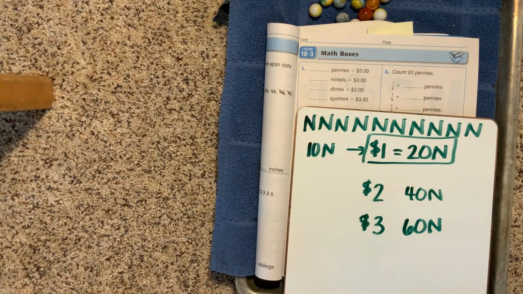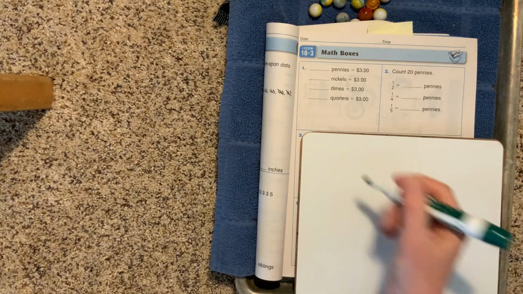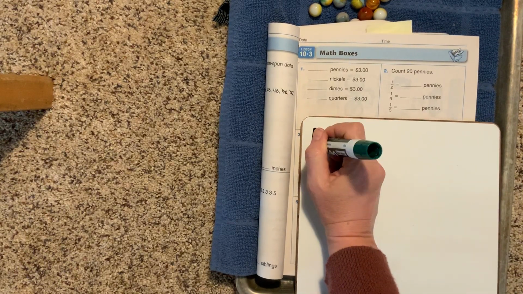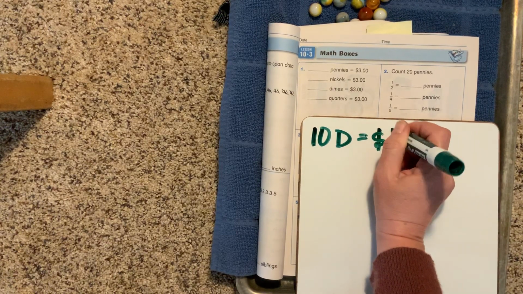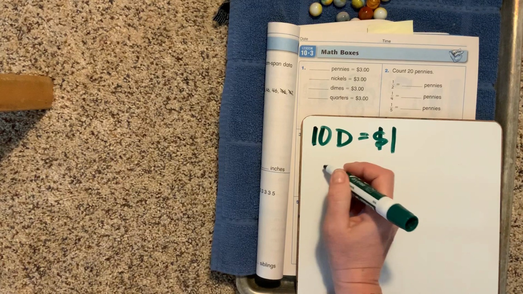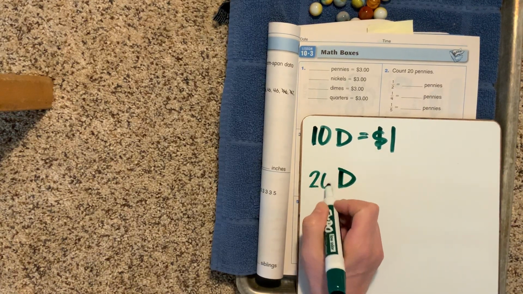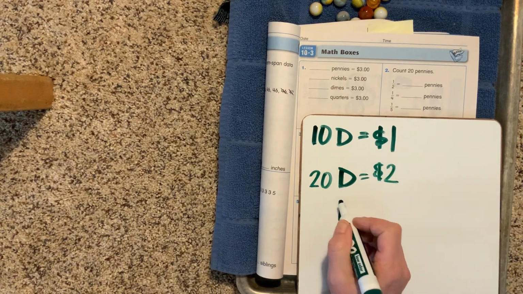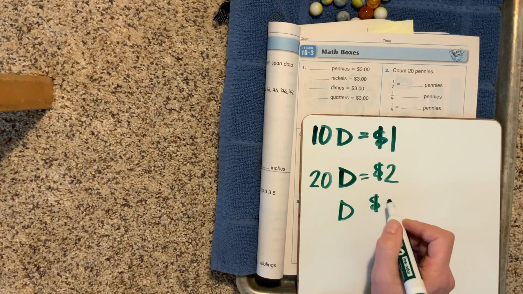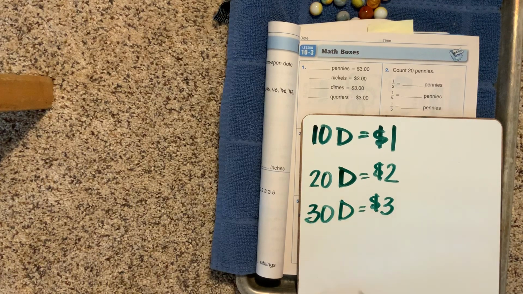How many dimes equal $3? Well, I know that 10 dimes makes $1. If 10 dimes equals $1, we'd need another 10 dimes to be $2. So that would bring us up to 20 dimes would be $2. And how many dimes would it take then to be $3? And that's right. If you wrote in 30, you were correct.